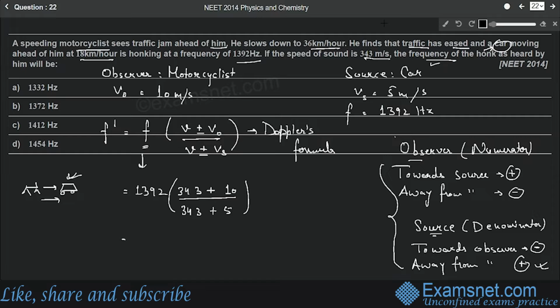So let's put the values. 1392 into 343 plus 10, that means 353, upon 343 plus 5, that means 348. So this 348 into 4 will be equal to 1392. So there is a 4 here, and 353 into 4, that means 1412 Hertz. This is the frequency that is heard by the observer. So option C, 1412 Hertz will be the correct answer.